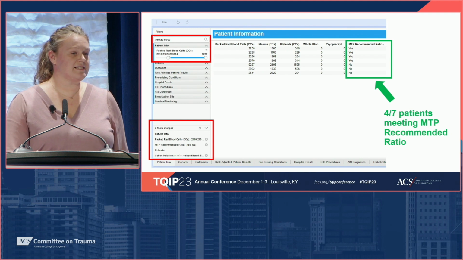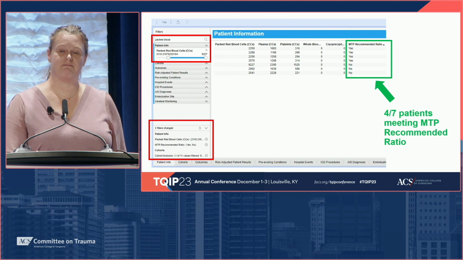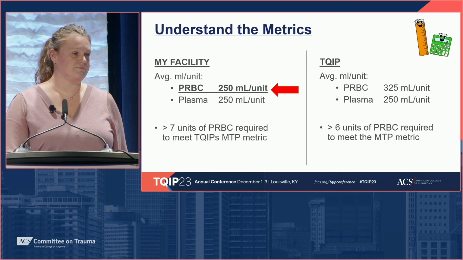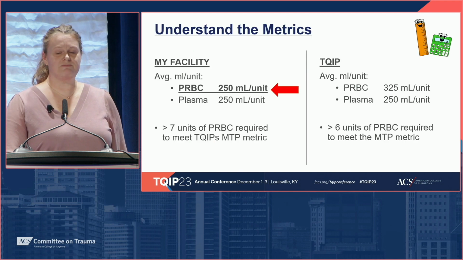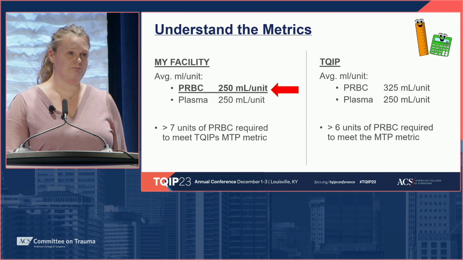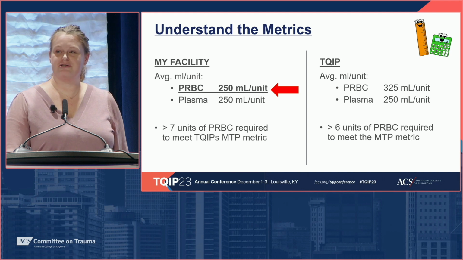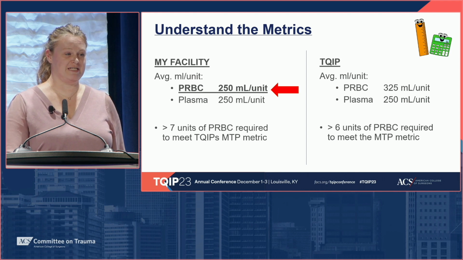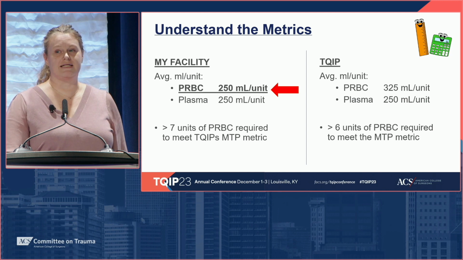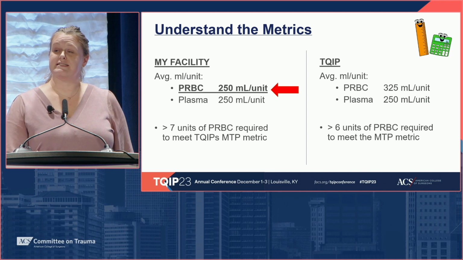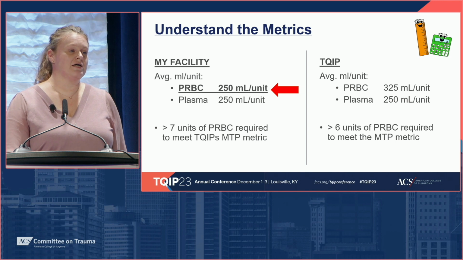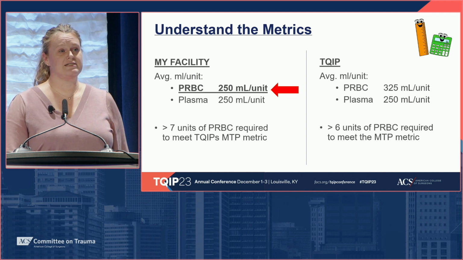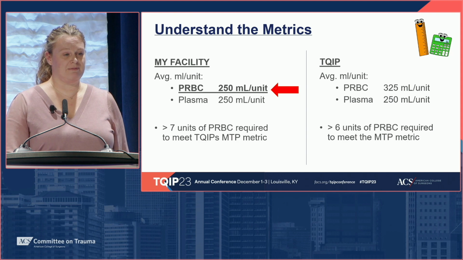But how does this metric compare to what's happening at my facility? So TQIP's 325 mL per unit of PRBC is quite high compared to my facility. On average, our units are only about 250 mL each. So in actuality, we have to transfuse greater than 7 units of PRBC to meet the greater than 6 unit definition of the MTP metric.